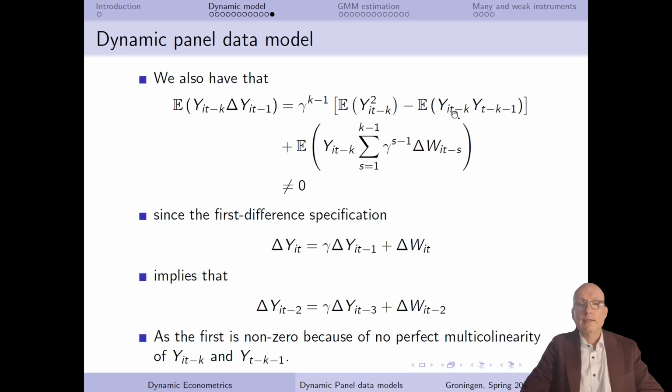It's never the case that they are exactly equal to each other, because we do not have perfect multicollinearity. And that of course implies that this whole mean that we have over here is not equal to 0. That implies that y_{i,t-k} and delta y_{i,t-1}, for k larger or equal to 2, are actually correlated to each other, which means that we have here also a relevant instrument for y_{i,t-k} for k larger or equal to 2.